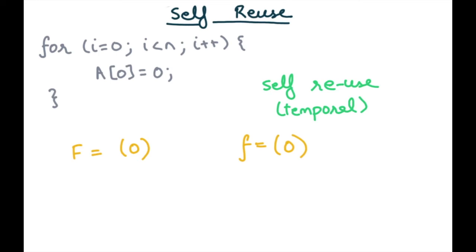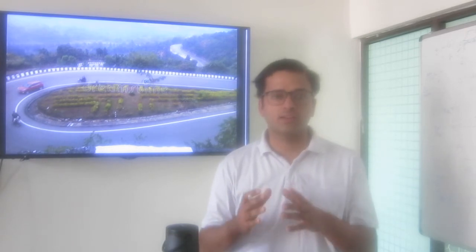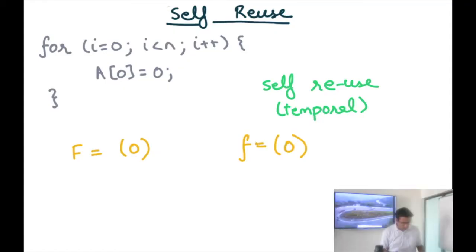Last time we discussed how we characterize data reuse, and we had different categorizations like self-reuse, group reuse, temporal, spatial, and so on. In this module, we're going to focus on one particular category of reuse, which is self-reuse. So here's an example to motivate the discussion.